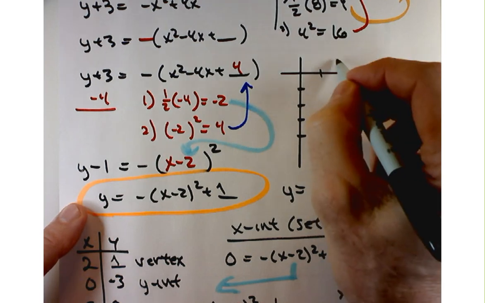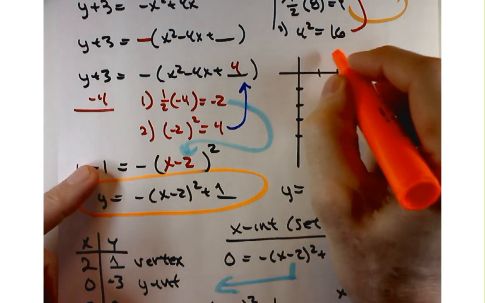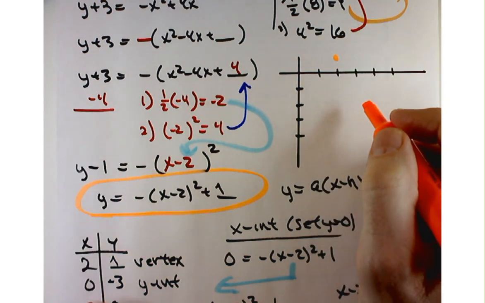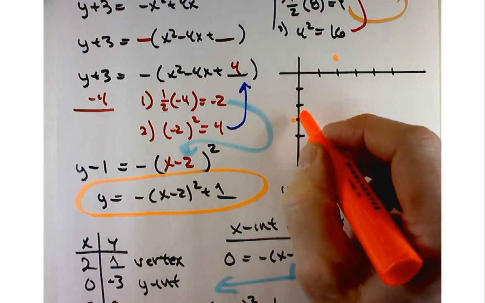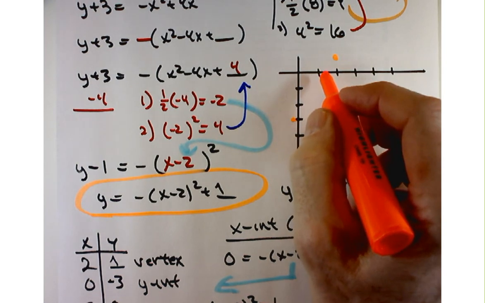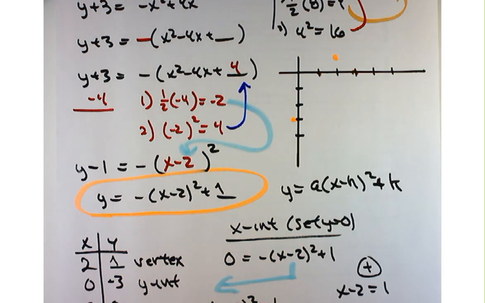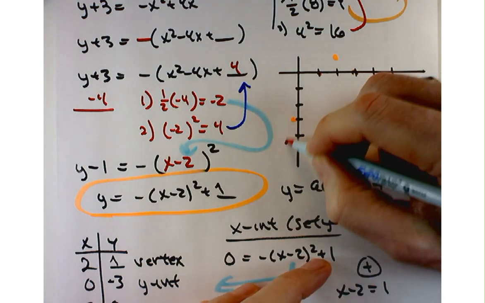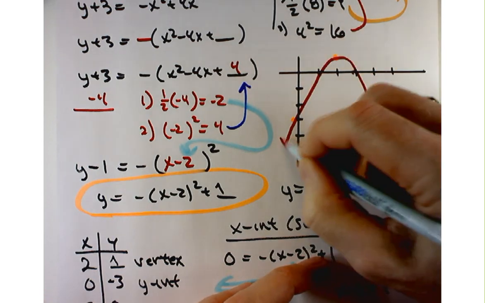So I've got a vertex at 2 and 1. So let's put that up here, 2 and 1. I've got a y-intercept here at -3. And then x-intercepts at 3 and 1. Like that.